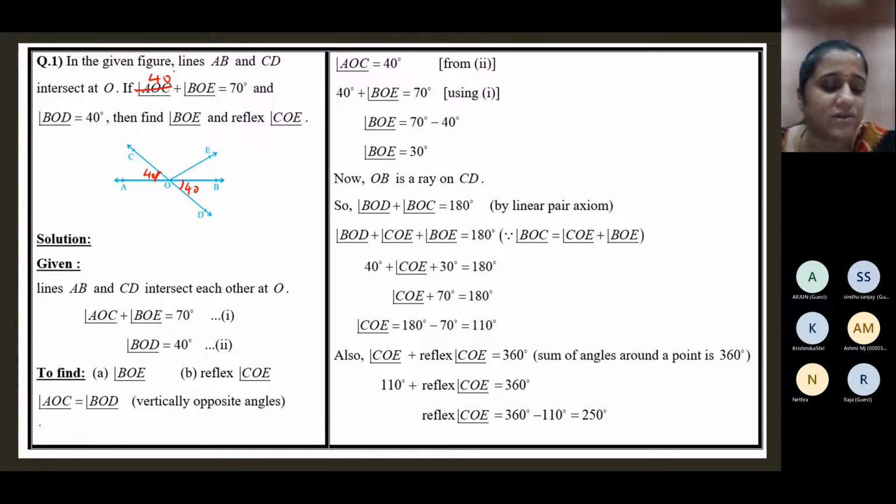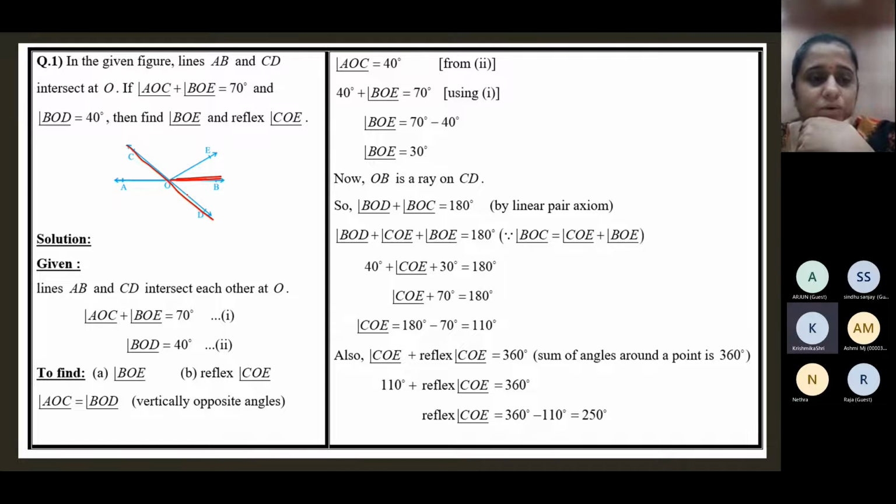Correct. Now, I think somebody else said, was it Krishnika? You said finished now? Yes, ma'am. Continue after BOE. Ma'am, OB is a ray on CD. So BOD plus BOC is 180, ma'am. OD is a ray, OB is a ray on CD. So BOD plus BOC is 180, linear pair axiom. Okay. So what is COE? What is your intention? What are you trying to find?